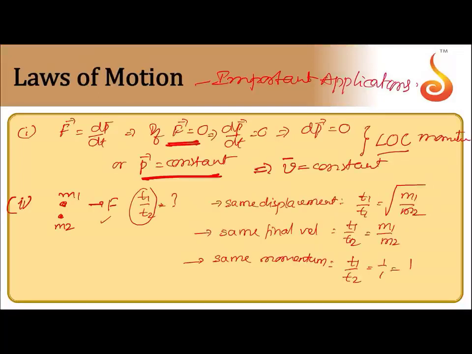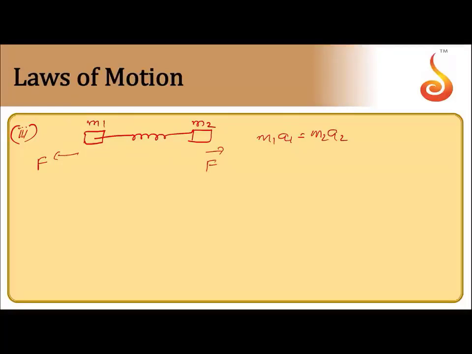One more application. Suppose we consider two objects of masses m1 and m2 connected by a spring. Let's assume that they are pulled apart with the same forces F each. Then m1a1 is equal to m2a2, and their accelerations a1 by a2 are in the ratio m2 divided by m1. So remember these simple results, quite useful.